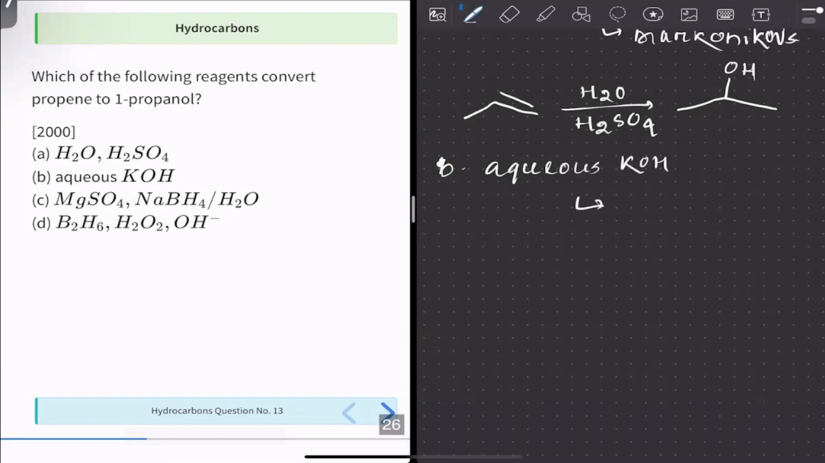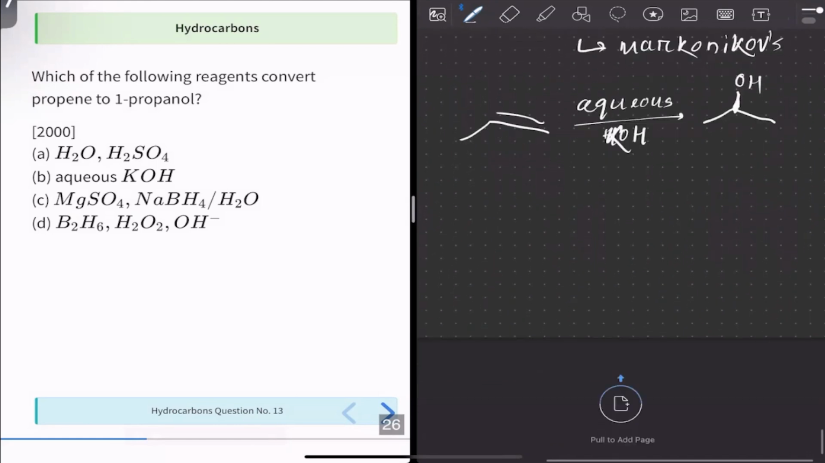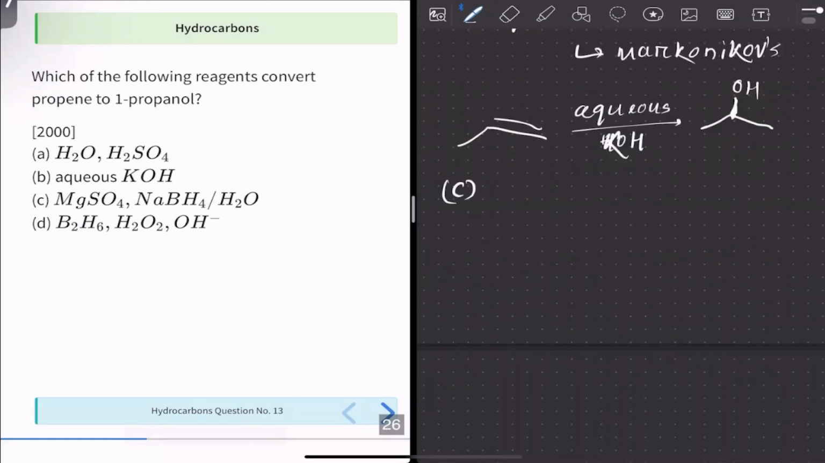Then option B, aqueous KOH. It will also produce the Markovnikov product, that is propan-2-ol. Then option C will also produce this product, in the presence of Hg(OAc)2 and NaBH4. You have to remember the reactions.